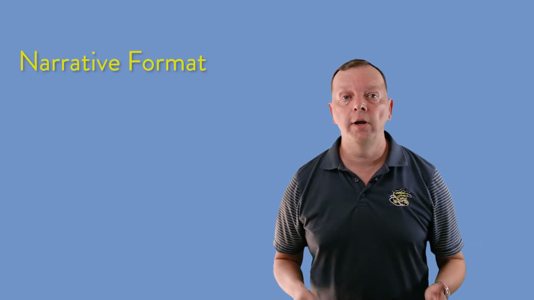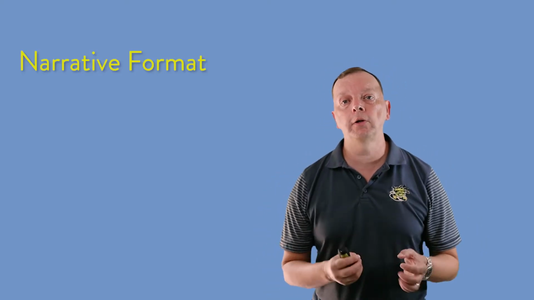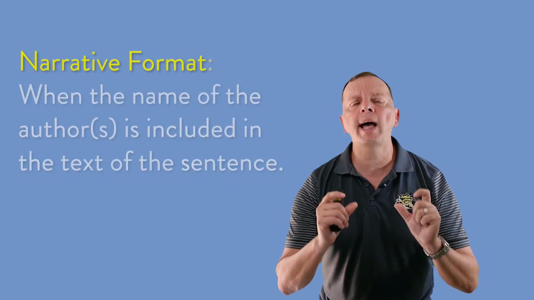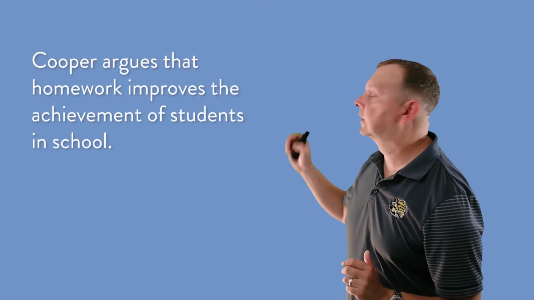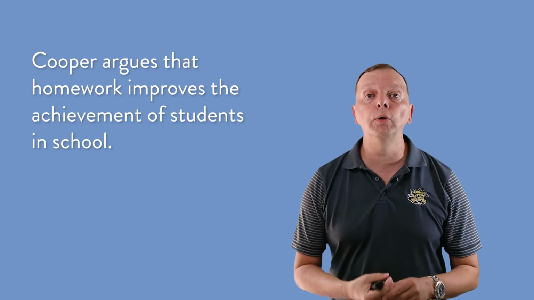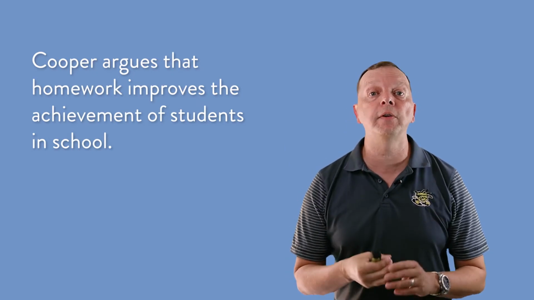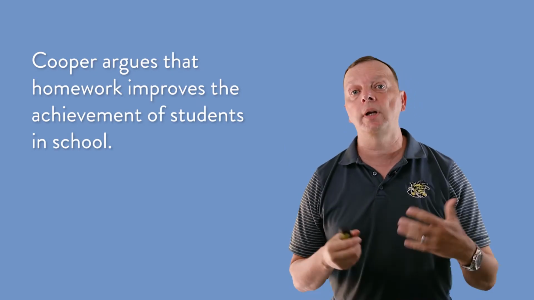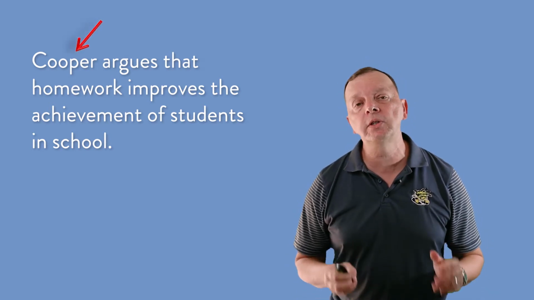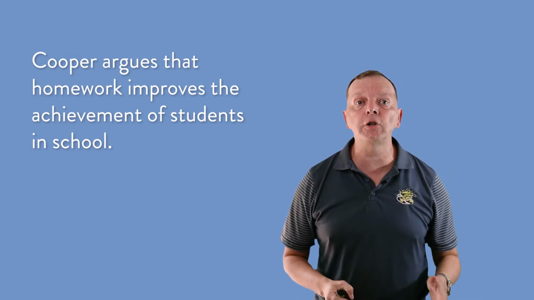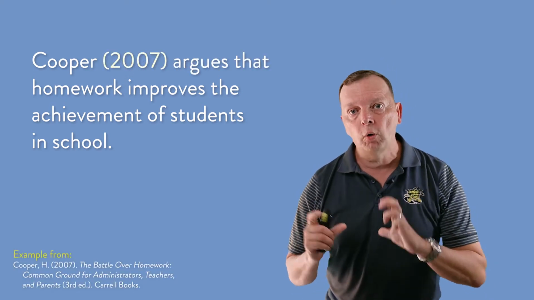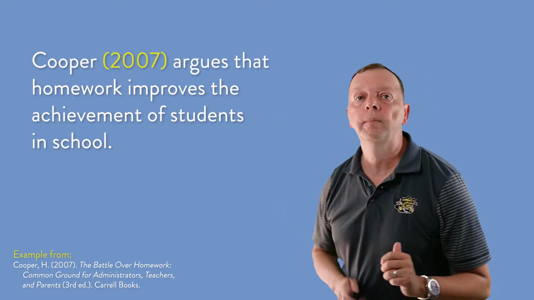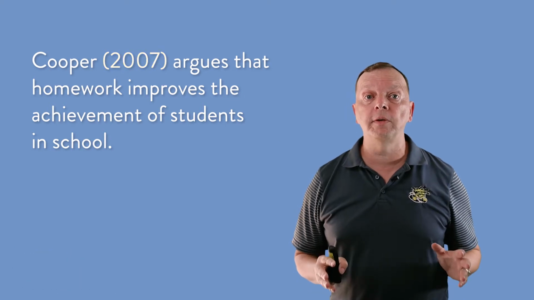Let's look at the narrative format. When we talk about a narrative format, we're talking about when we're actually using the name of the author in the sentence that we're writing. Take this sentence, for example. You'll notice I have already included in my text one of the two parts of APA's author-date citation. I have Cooper's last name. So instead of adding his name again in the citation, all I need to do is add the date of the source in parentheses right after his name, like this. Now I've provided the required elements of the citation.